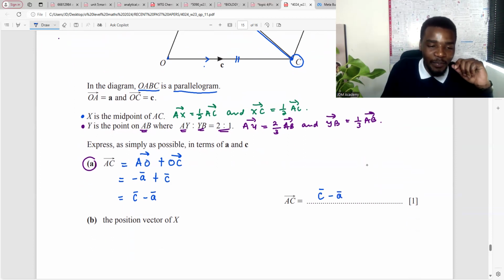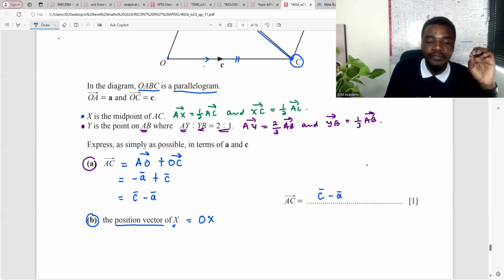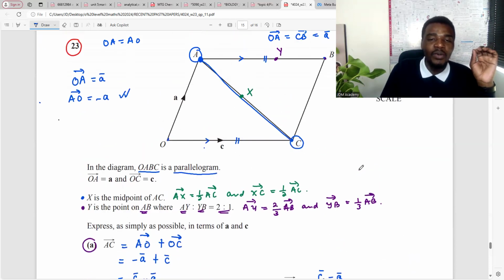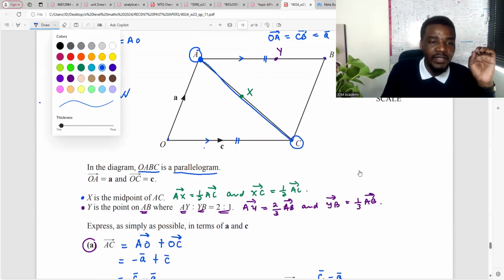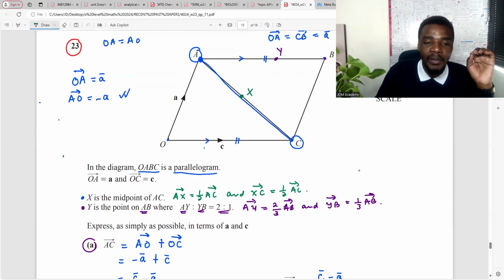Let's quickly move on to part B. We want to look at the position vector of X. So in other words, we want vector OX from the origin, the position vector of X. So what is the position vector of X? As you see here on the diagram, we want to move from O all the way to X.